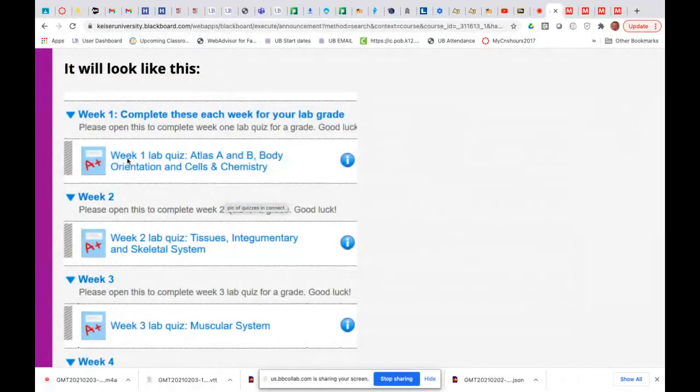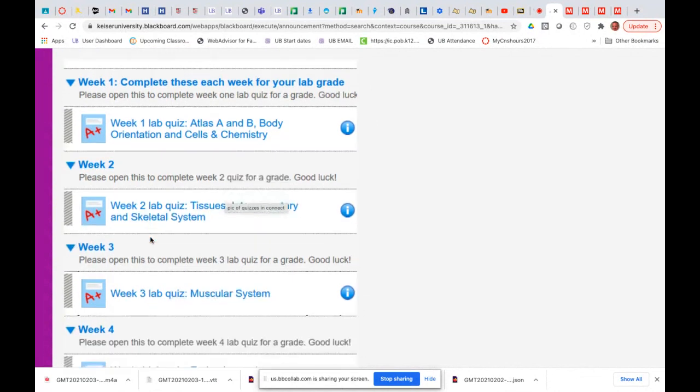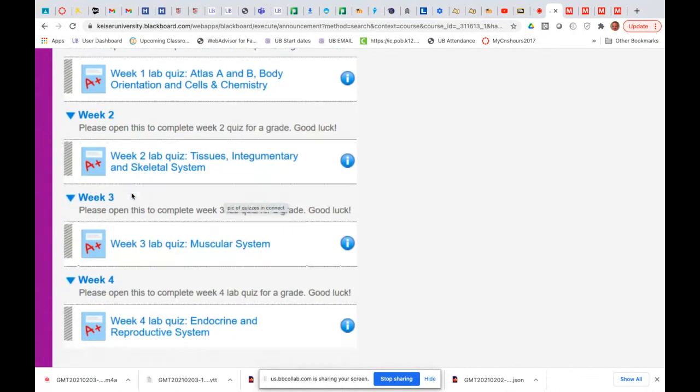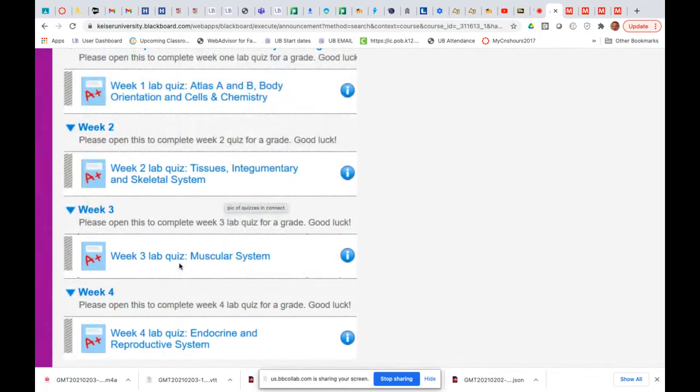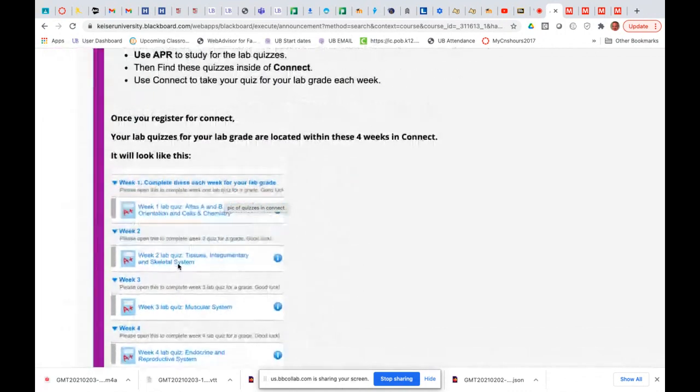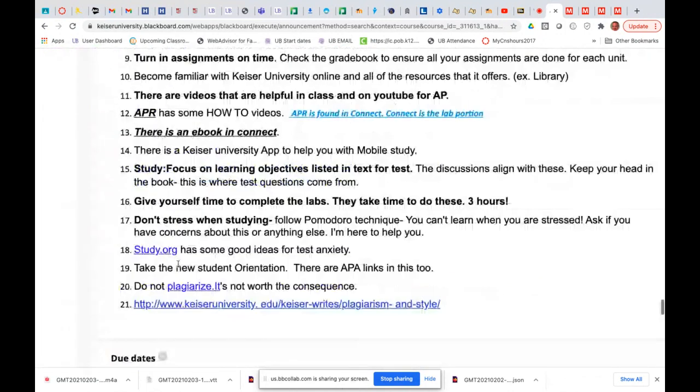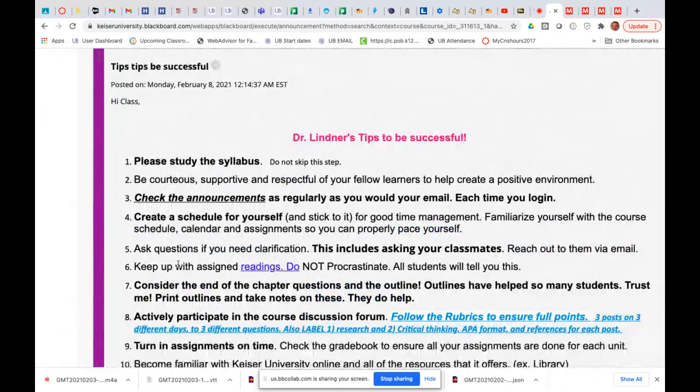When you click on the APR, there'll be Lab Quiz 1, which you can do anytime this week. Next week, you can do Lab Quiz 2. The week after that, Lab Quiz 3. And then week 4, there's another quiz. And I'll show you how to prep for those and how to study for those. Then there is just Dr. Lindner's tips to be successful in the course.